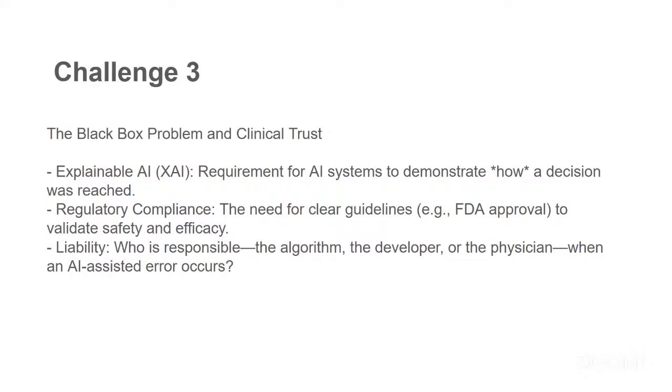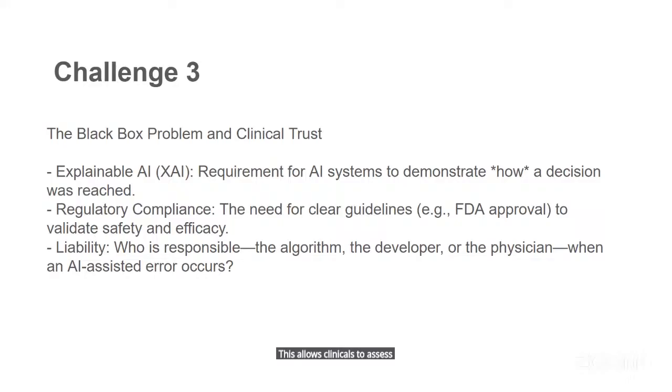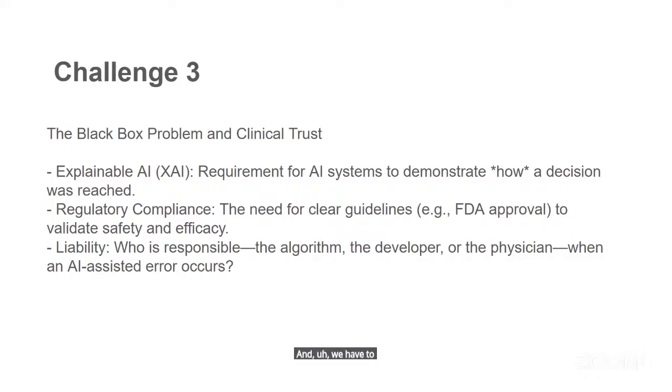So this is why explainable AI, or XAI, is essential. Explainable AI requires the AI system to demonstrate how and why a decision was made. This allows clinicians to assess whether the recommendation makes clinical sense. And we have to remember, transparency builds trust.